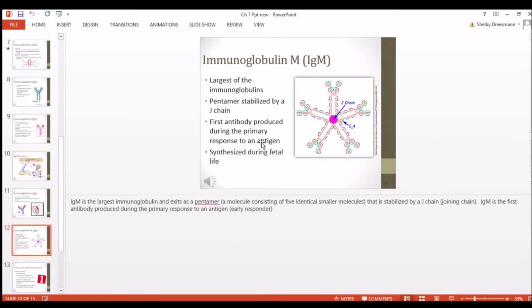IgM, Ig massive. So it's the largest immunoglobulin, and it's the first antibody to be produced. Like the bouncers at bars, they're normally big guys. Whenever there's anyone fighting or someone bad coming in, those big guys are normally the first ones to run and help solve the situation. We're sending the big bad boys first.